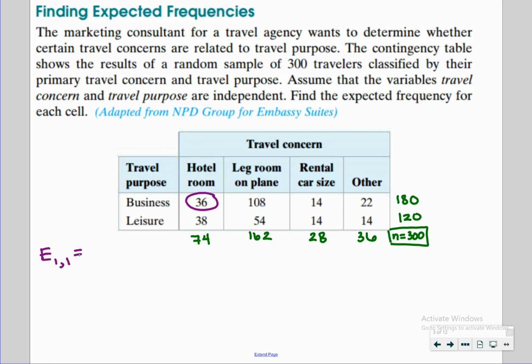And then we're just going to multiply the sum on the top with the sum on the bottom and then divide by my sample size, 300. So 180 times 74 are the totals for that row and column, divided by 300. And I get 44.4.